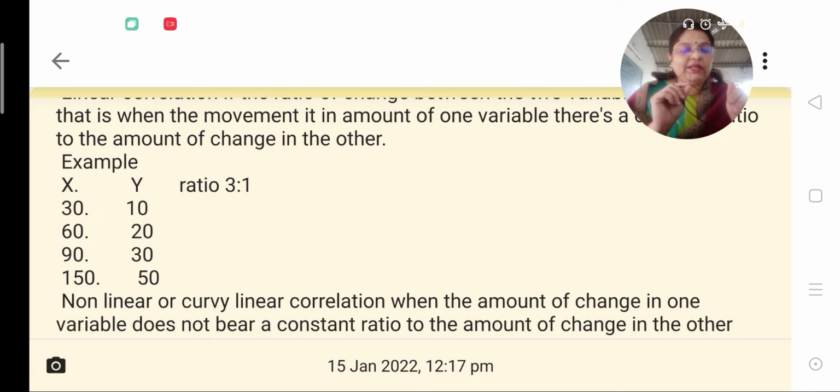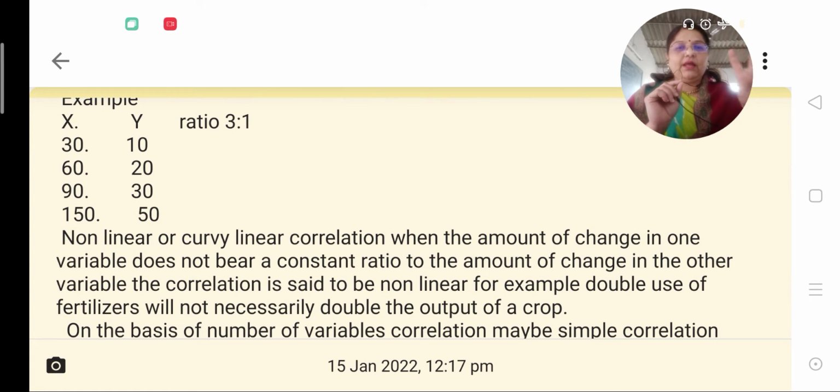When y is 20, x is 3 times 20, which is 60. So again, a ratio of 3 is to 1 is maintained. When y is 30, x is 90, that is 3 times y. 90 is to 30, if you break this down, will result in 3 is to 1. 3 ones are 3, 3 threes are 9. If y becomes 50, x becomes 3 times, that is 150.